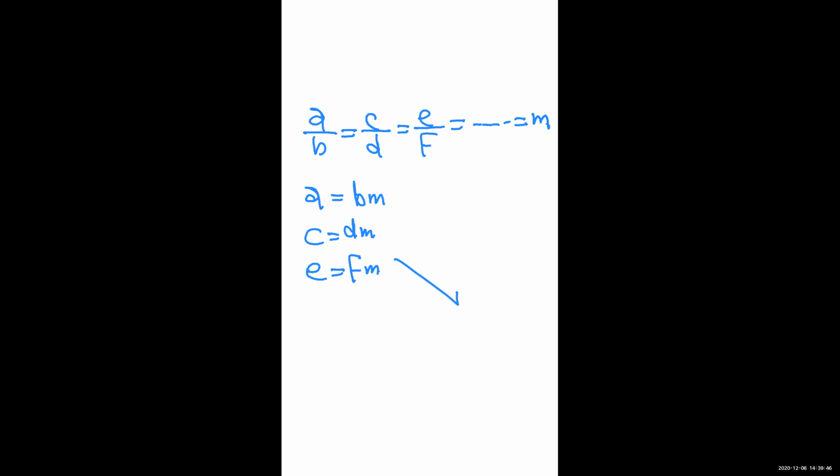Okay, now we are going to solve one example related to this point. If A and B and C and D are proportional quantities, prove that the first one, 2A plus 3C over 7A minus 5C equals 2B plus 3D over 7B minus 5D.